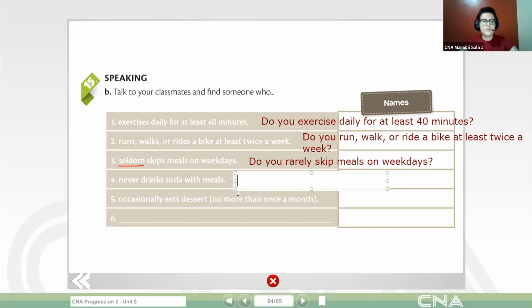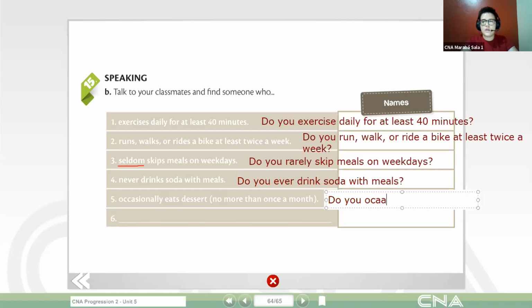Never drinks soda with meals. Do you ever drink soda with meals? Occasionally eats dessert, no more than once a month. Do you occasionally eat dessert? These are the questions that you're going to use.